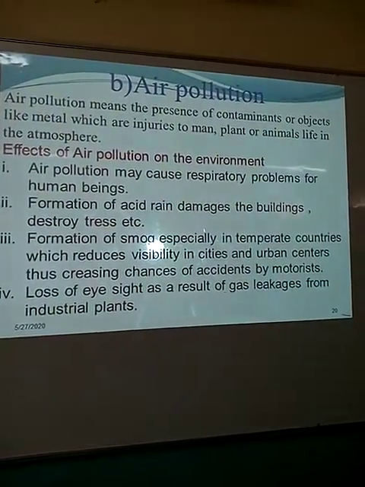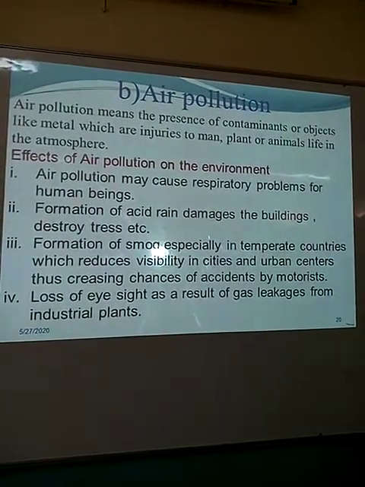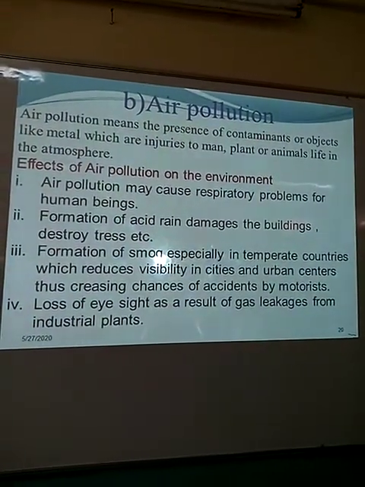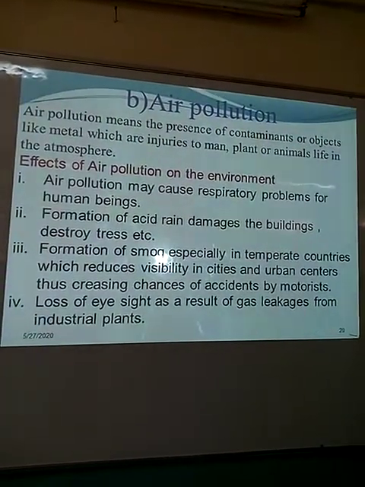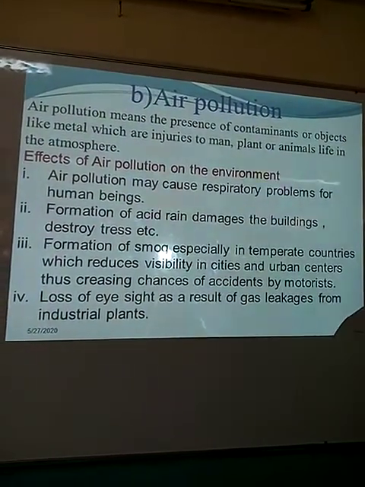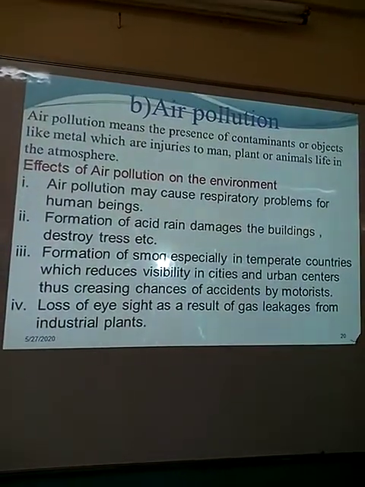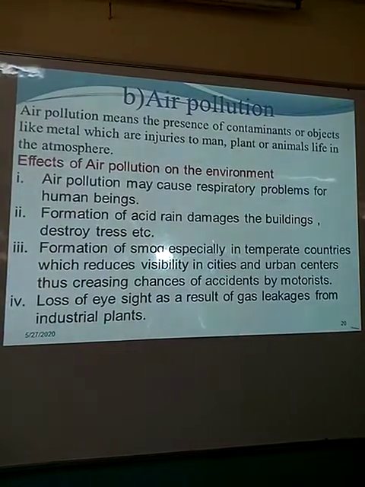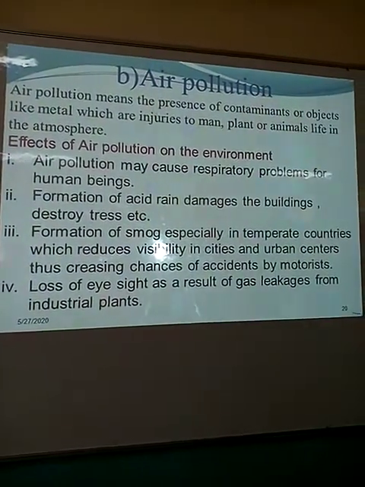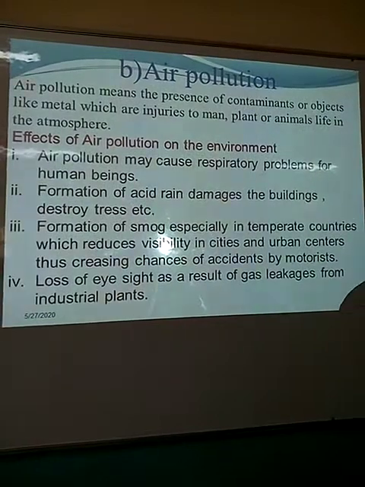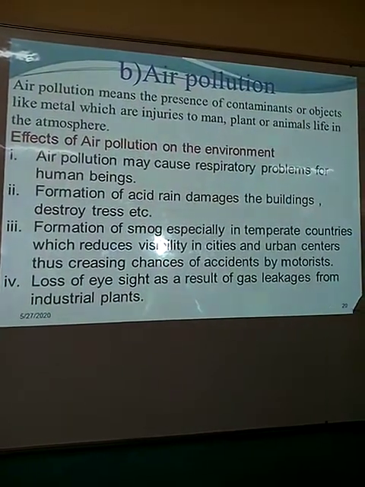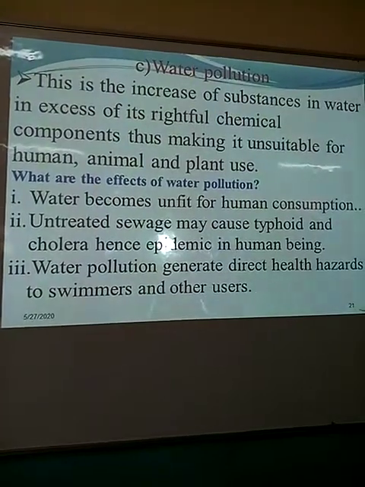We also find that formation of air pollution leads to formation of acid rain which damages the buildings and also destroys trees. If you have ever seen some of the roofs or the iron sheets, they were white in nature, but after some time, they change to reddish. That's the effect of air pollution caused by the acid rain. The formation of smog, especially in temperate countries, reduces the visibility, more so to the drivers, and thus may lead to accidents. It can also lead to loss of eyesight as a result of gas leakage from the industrial plants. Those are some of the effects of air pollution.